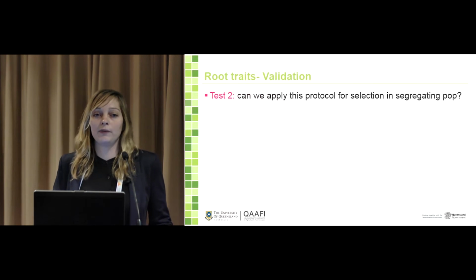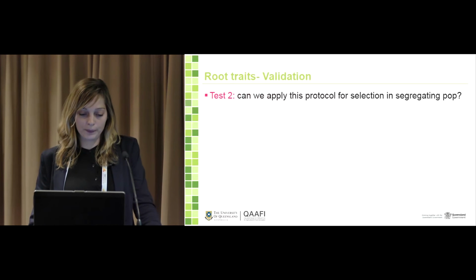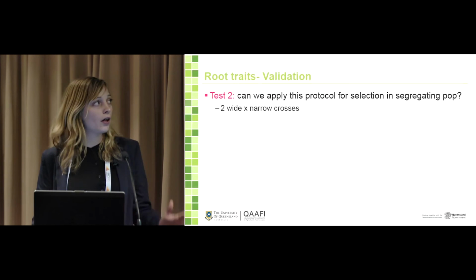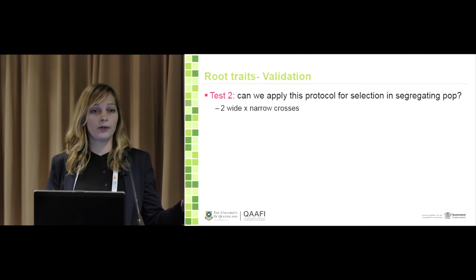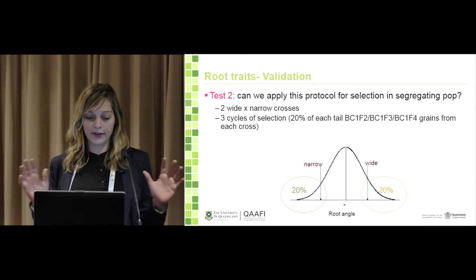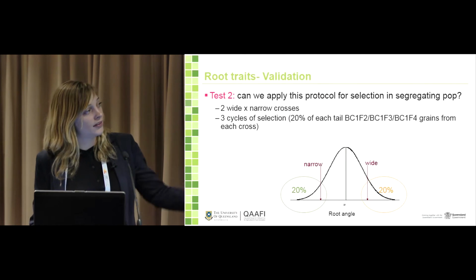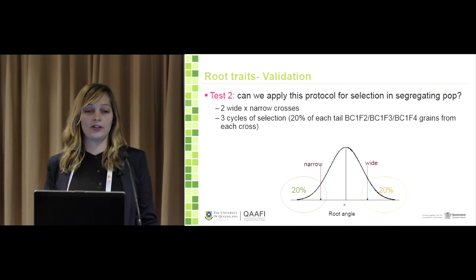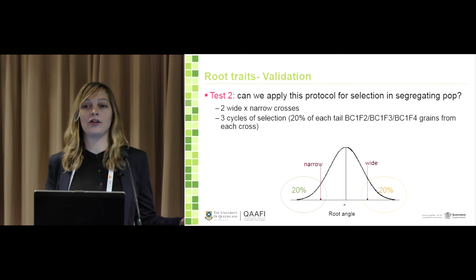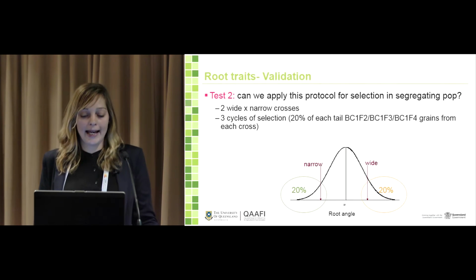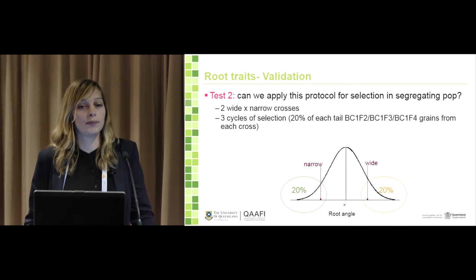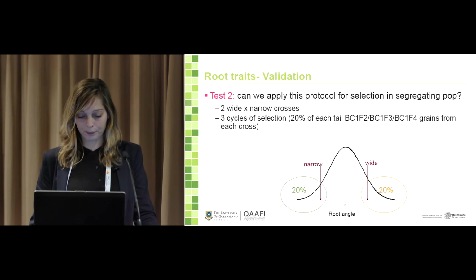Tester number 2, can we apply this protocol in segregating population? So I used 2 different crosses, a parent with a narrow root angle and a parent with a wide root angle. And I crossed them, and then, so this is the distribution that we would expect, and then I just selected for the tails by selecting 20% of the narrowest and of the widest seminal root angle, and I did it 3 times at the BC1F2, BC1F3, and BC1F4 stages.